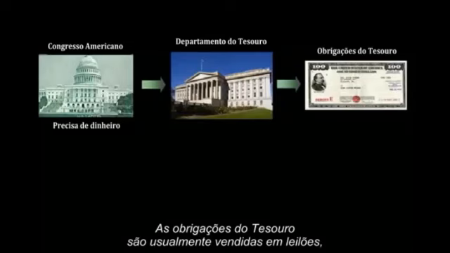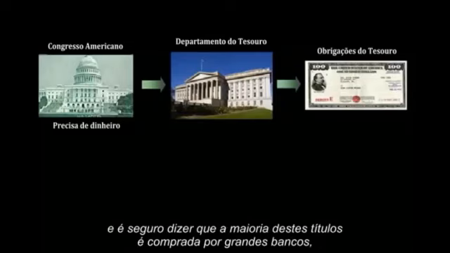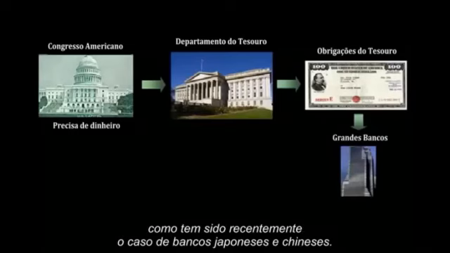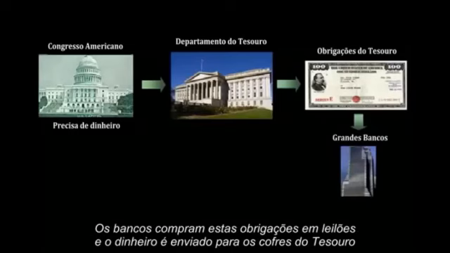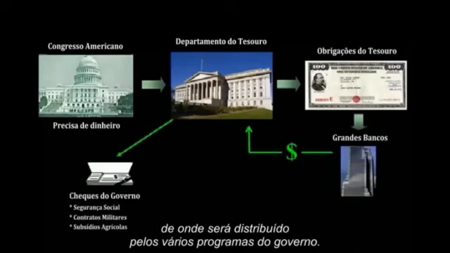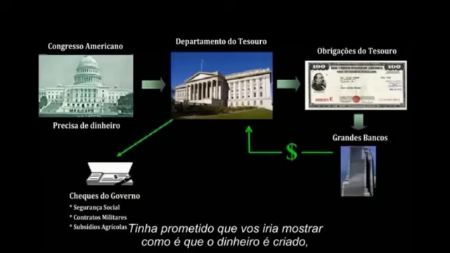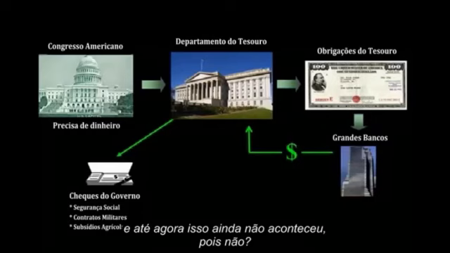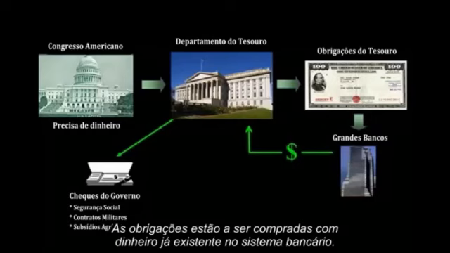Treasury bonds are sold regularly in auctions, and it's safe to say that the majority of these bonds are bought by big banks, such as those of China and Japan recently. At auction, the banks purchase these bonds and then money gets sent into the treasury coffers, where it can be dispersed for the usual array of government programs. Now, I promised you that I'd show you how money first comes into being, and so far that hasn't happened, has it? The bonds are being bought with money that already exists in the banking system.